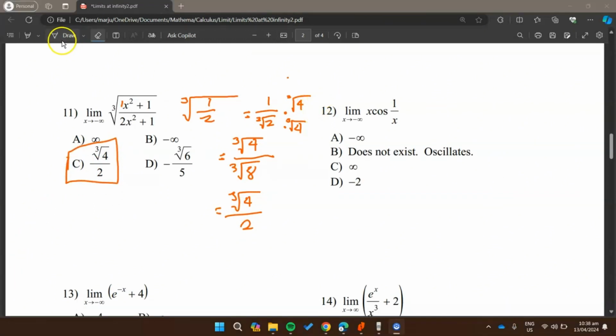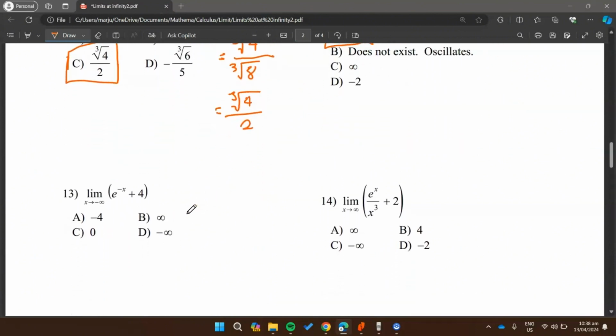Now for number 12, we have here a bottom heavy. So this is now 0. And remember, cos 0 is just 1. And then we have here infinity, x. So negative infinity, we have negative infinity and then 1. That will just give us negative infinity for number 12.